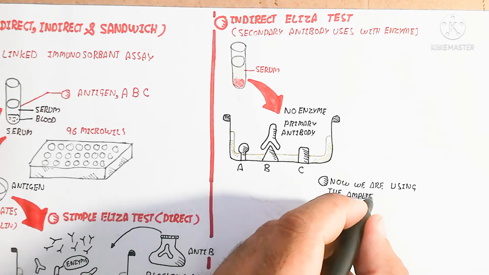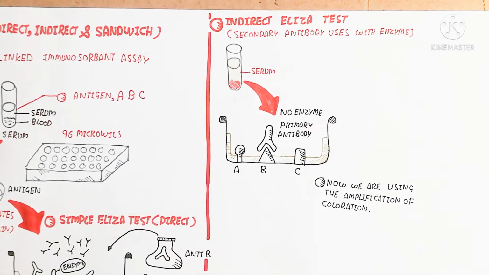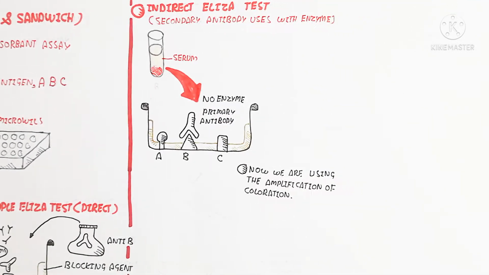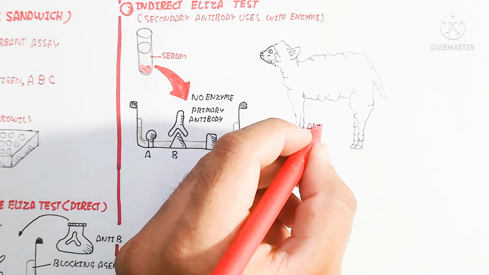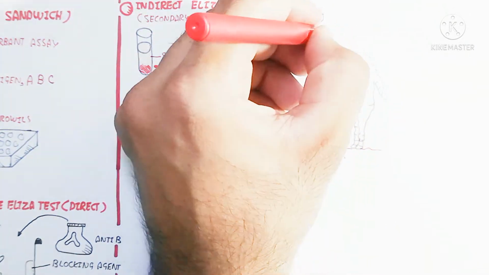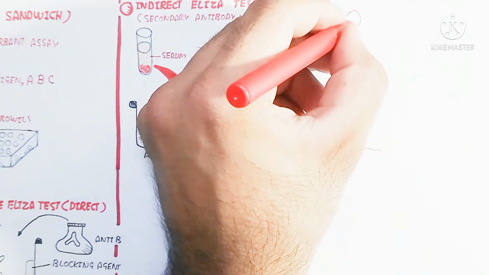So that pathogen B we can classify, and we can say that the disease was produced due to the antigen B. For example, pathogen B could be the coronavirus or something. So the primary antibody is not enzyme linked, but we can enhance the coloration to check more specificity, in a very qualitative test. Now we are using the amplification of coloration.